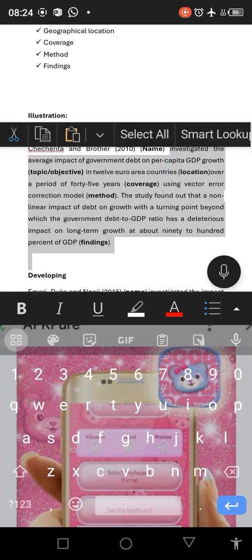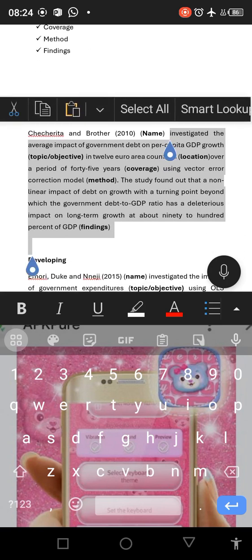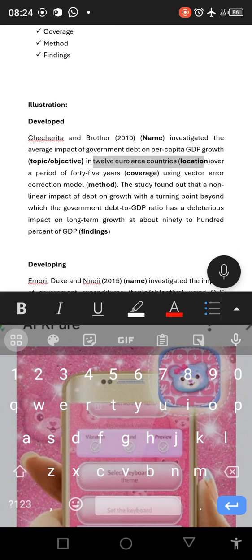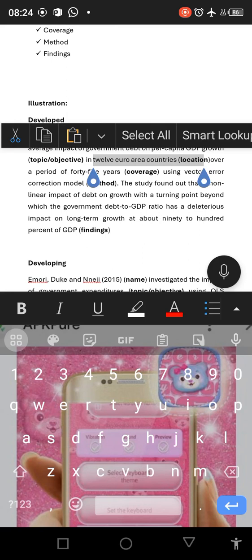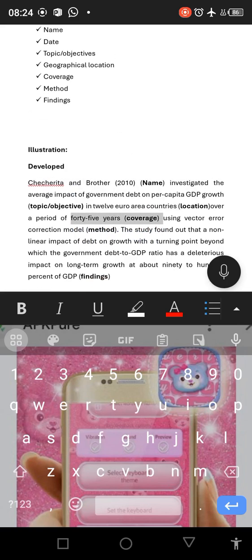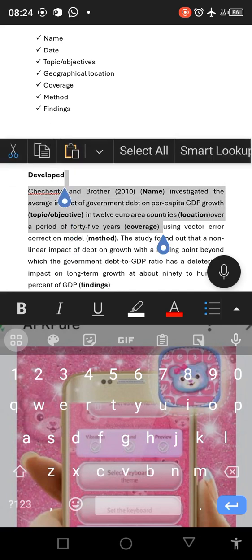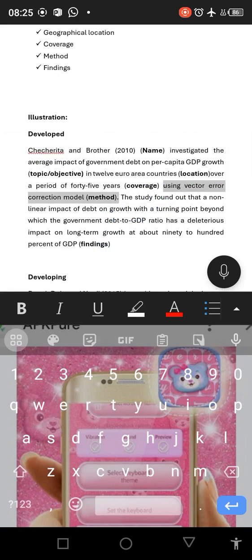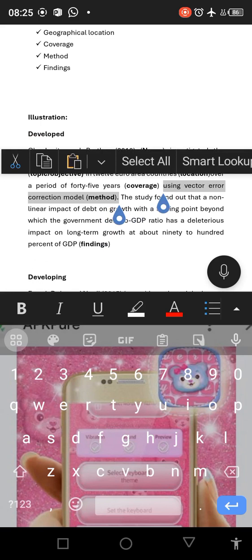In 12 Eurozone countries, these 12 Eurozone countries represent the location. I hope you can see the geographical location. And you know, when you're talking about Eurozone countries, they are developed economies. You understand? Over the period of 45 years. I hope you can see the coverage. That's the next one. Using vector correction model. That's the method, that's the analytical technique. The method they use to analyze the data gathered.